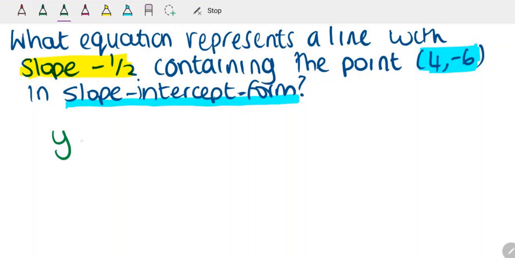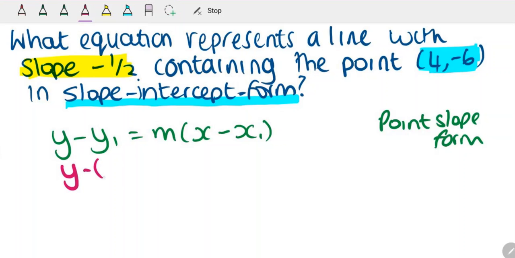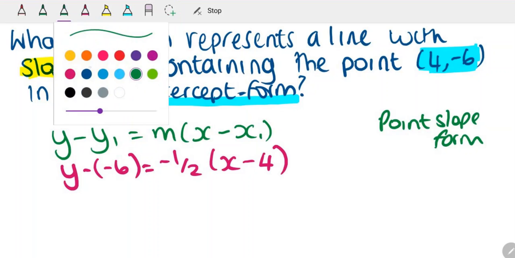So we have y minus y1 is m times (x minus x1). So this is the point-slope form. And we are going to substitute in the values that we know. So we have y minus, and it's minus 6. The slope is minus a half, and it's x, and I have minus 4. So we need to simplify.